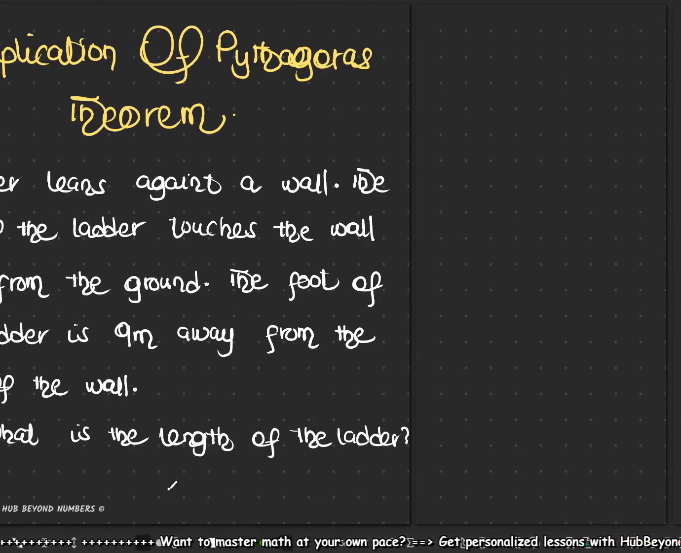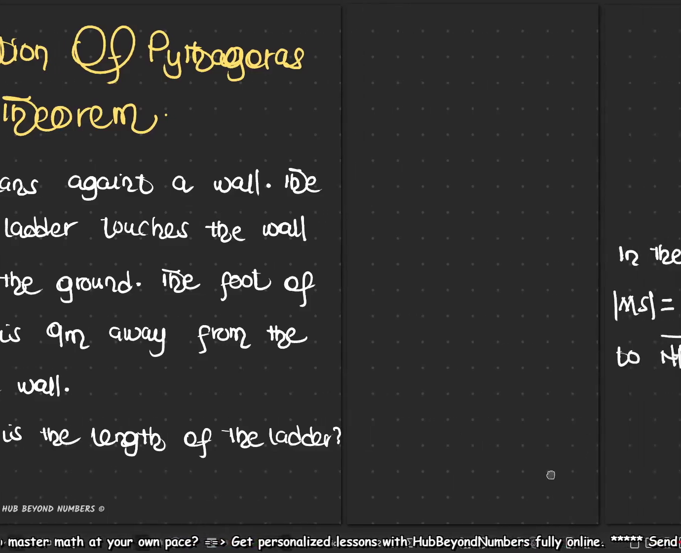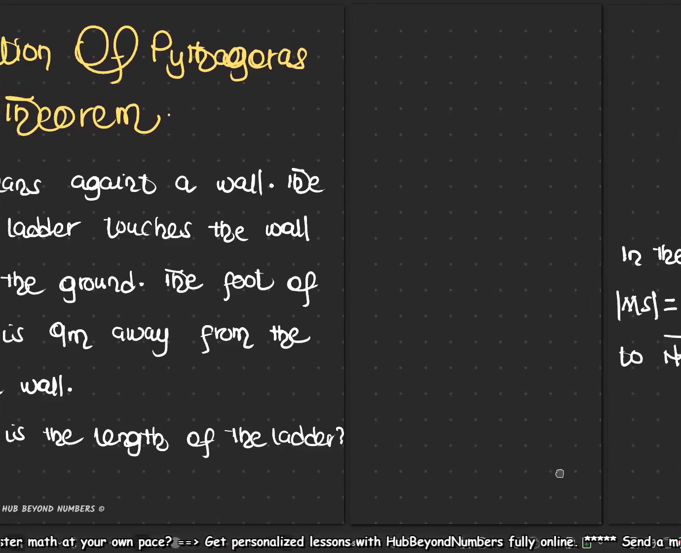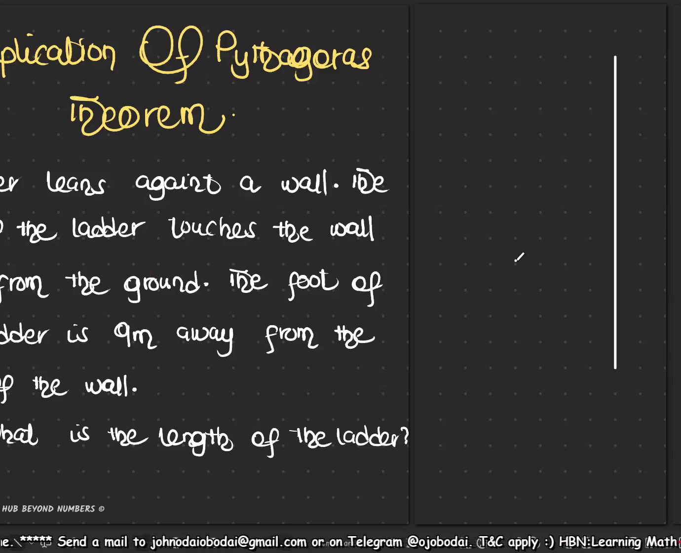The first part of the question says, the ladder is leaning against a wall. So that should mean that there is a wall. If there is a wall, then I'm going to draw something that will represent my wall. And you know, walls are mostly vertical, right? So I'm just going to draw a vertical wall over here. So this here is going to be my vertical wall.